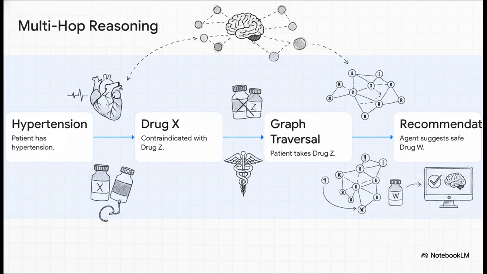It sees, okay, the patient has hypertension and identifies drug X as a treatment. But then, crucially, it maps the relationship showing that drug X is contraindicated with drug Z, which the patient happens to be taking. By traversing these explicit edges, it safely pivots to recommend an alternative, drug W. A standard vector database could so easily miss that lethal drug interaction.